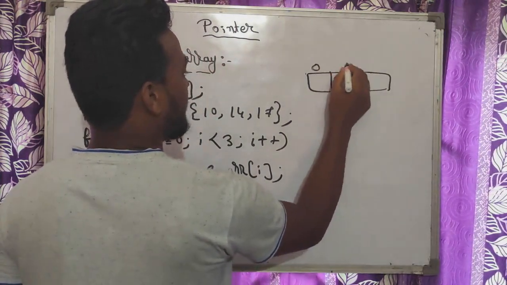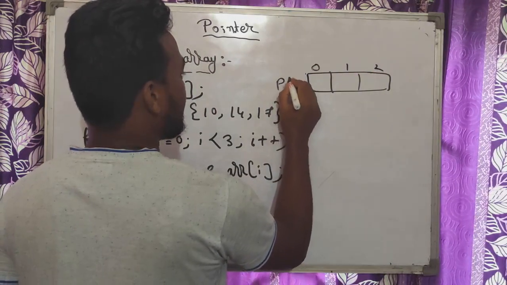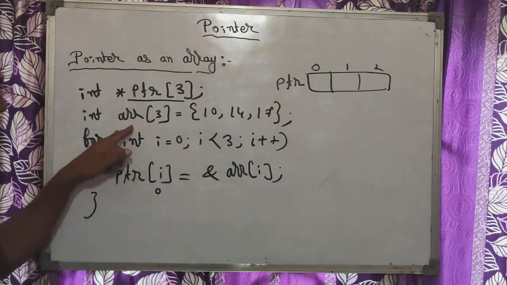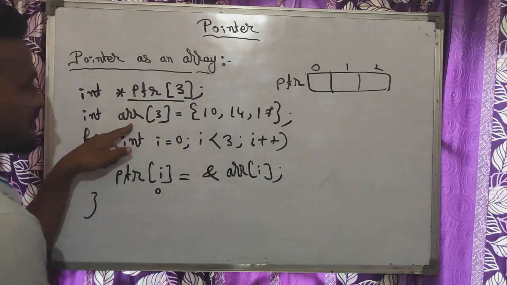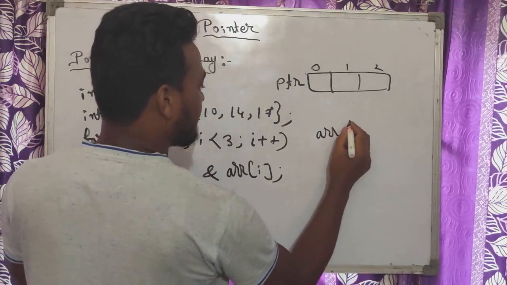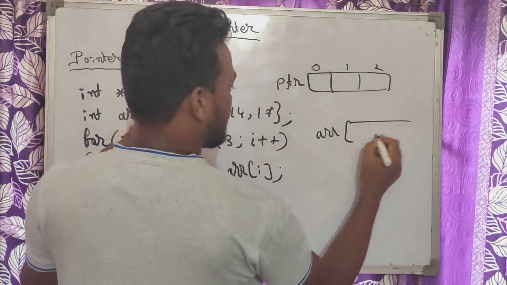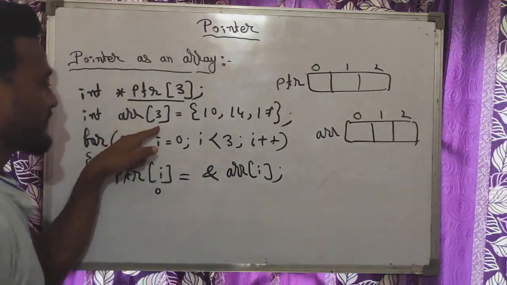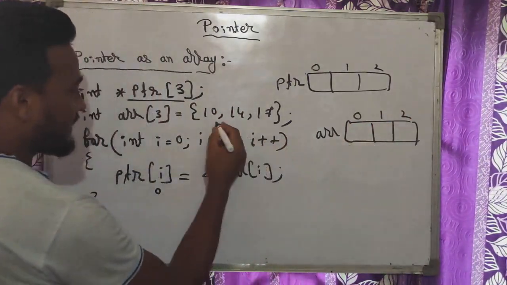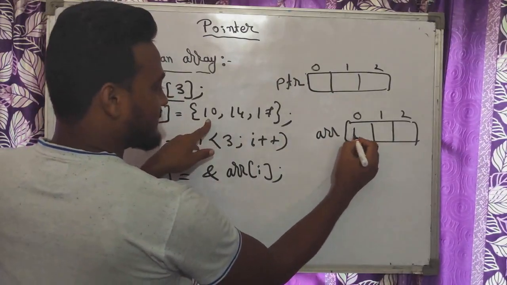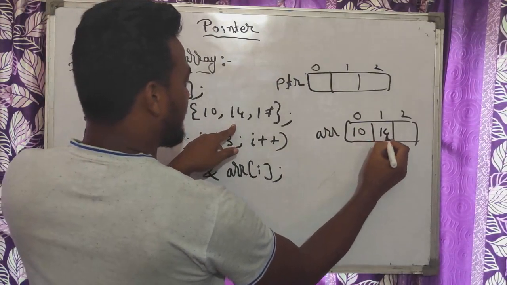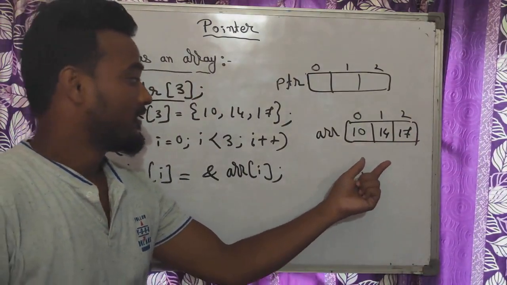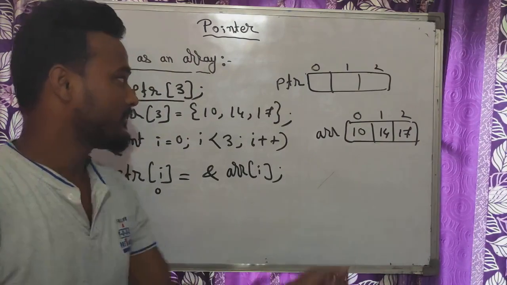Suppose this is 0, 1, 2, and this is the pointer variable. Another variable is the array variable, that is ARR. Here we have 3 values, 0, 1, 2, right? So the size is 3, and here we have already initialized the values as 10, 14 and 17.